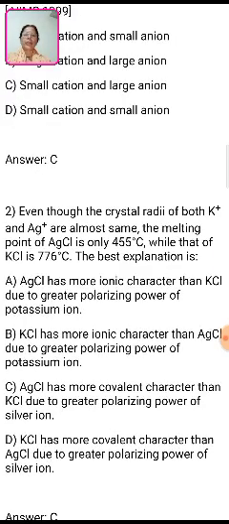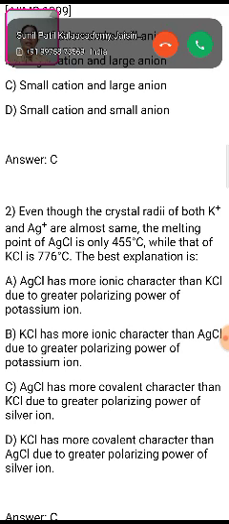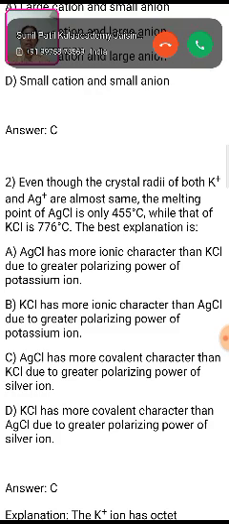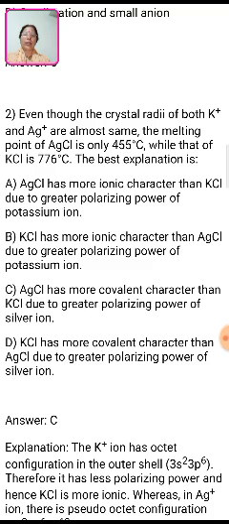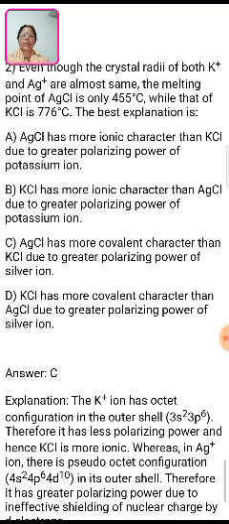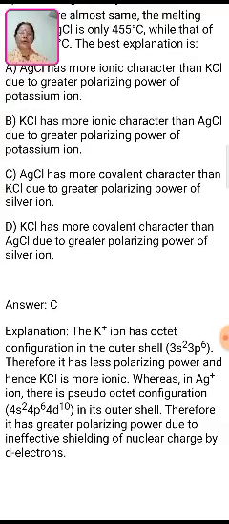Even though the crystal radii of both potassium and silver ion are almost the same, the melting point of AgCl is only 455 degrees centigrade, while that of KCl is 776 degrees centigrade. The best explanation: first, silver chloride has more ionic character than the KCl due to greater polarizing power of potassium ion. Second, KCl has more ionic character than the AgCl due to greater polarizing power of potassium ion. Third, AgCl has more covalent character than KCl due to greater polarizing power of silver ion. And last one, KCl has more covalent character than AgCl due to greater polarizing power of silver ion. The answer is C, that silver chloride has more covalent character than the KCl due to greater polarizing power of silver ion.